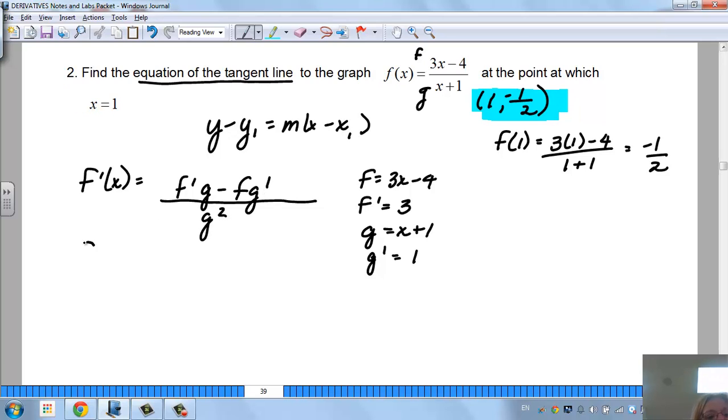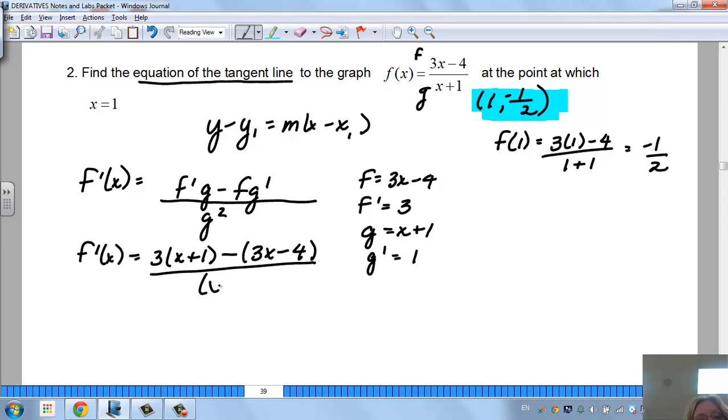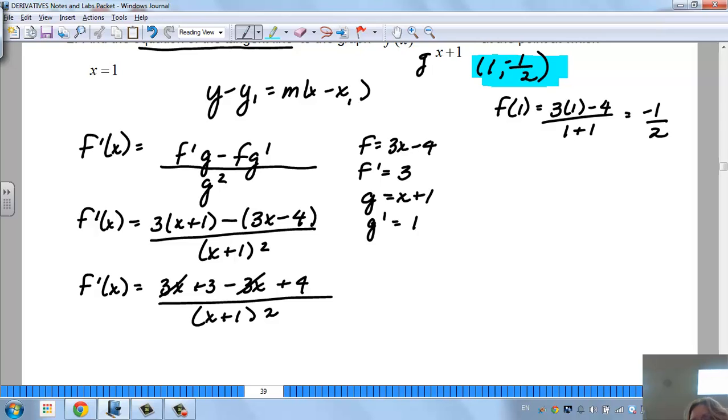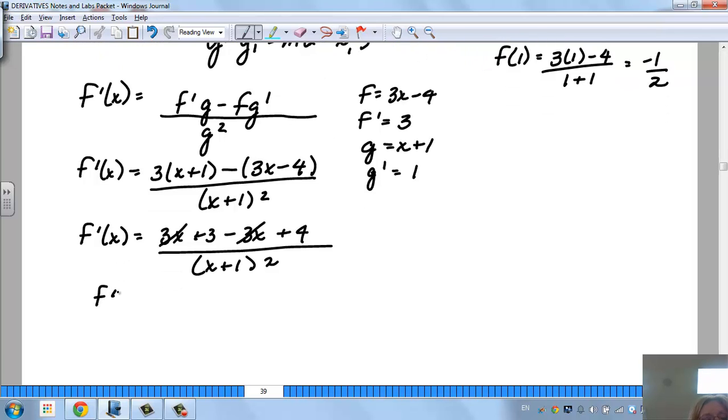So let's plug it in. So I have f prime of x equals f prime g, so it's 3 times x plus 1, minus f g prime, so that's minus the 3x minus 4. And please note how I always put the second in parentheses because of that negative sign, all over g squared. And I don't think I can factor anything out of there, so let's multiply that out a little bit. So I have 3x plus 3 minus 3x plus 4 all over x plus 1 squared. The 3x's cancel out, so now I end up with f prime of x is 7 over x plus 1 squared.